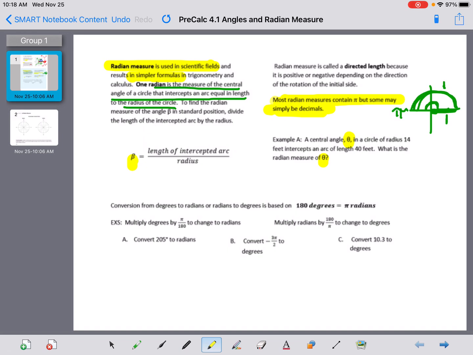So it says to find the radian measure of an angle in standard position, divide the length of the intercepted arc by the radius. So that equation, I'm going to be honest, we don't use it a lot. Don't worry about memorizing it. Just for tonight's homework, use it when needed, okay?